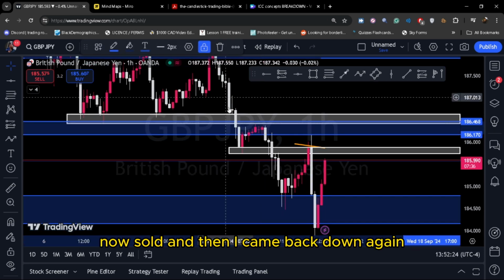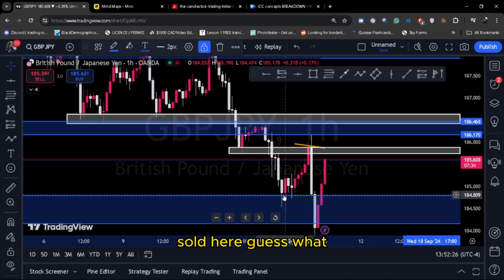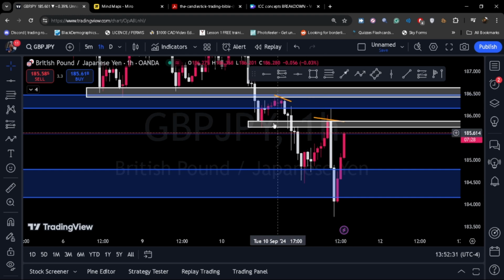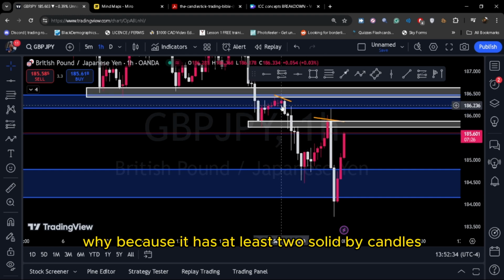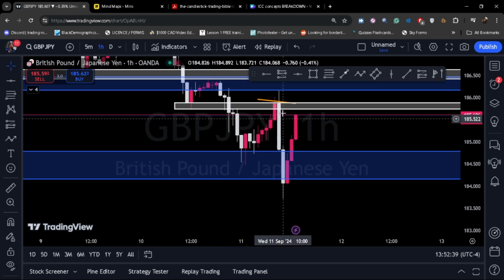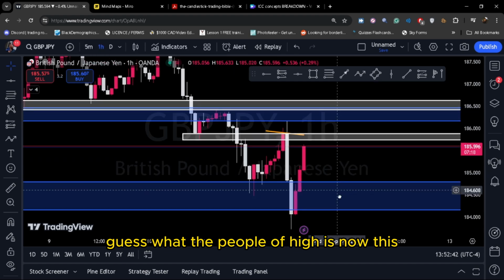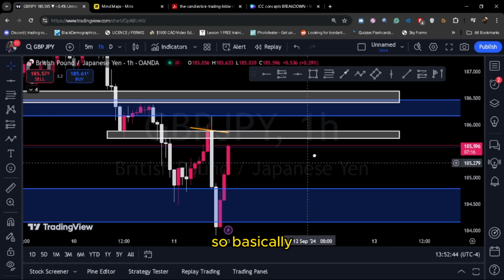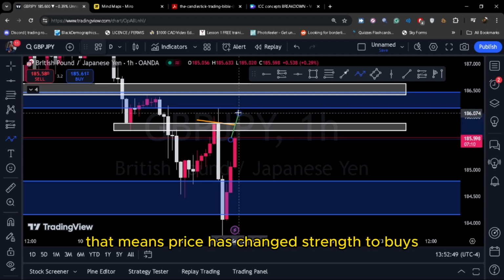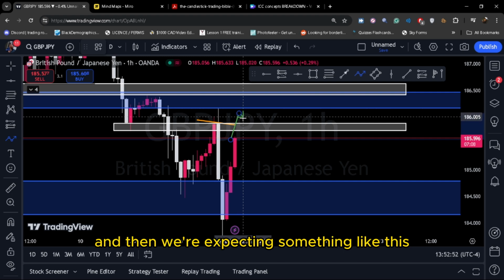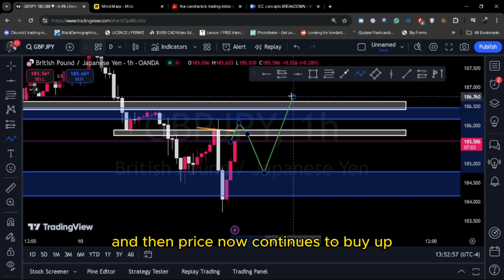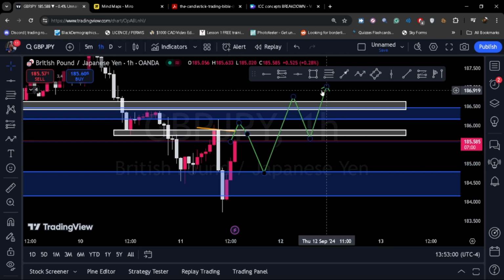From there, price sold and then came back down again, sold here. Guess what? We're now moving the pivot to this. Why? Because it has at least 2 solid buy candles. Now see again, price came and created another new low. Guess what? The pivot high is now this. So what do you understand by this now? Basically, if price closes above this, that means price has changed trend to buys, and then we're expecting something like this, a retracement, or even something as deep as this, and then price continues to buy up.